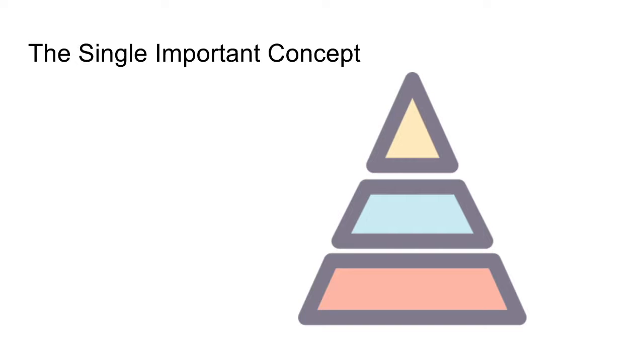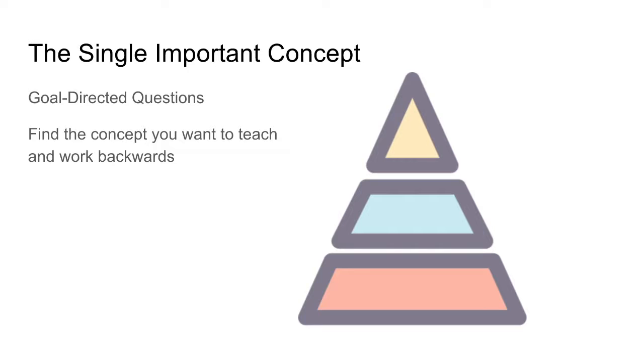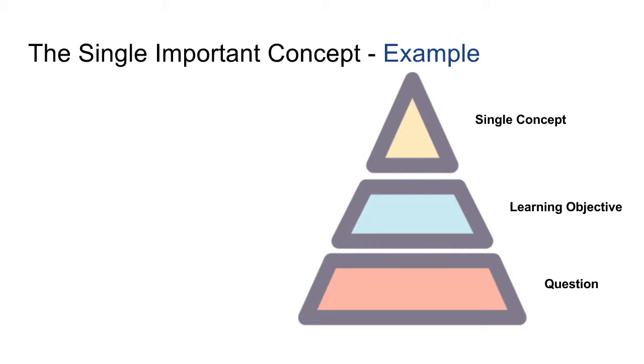So we'll first start with a basic rule of question making. It's the single important concept. So you want to be testing one piece of information that you want the tester to understand. You want to have goal-directed questions. So you want them to learn something. You want to find that concept, and you want to teach it, and you want to work backwards from that concept. I'll show you what I mean by that. So you get a single concept, a real small piece of information you want to know. You elaborate it more with a learning objective, so kind of fleshing it out more, and then you mask that into a question. And we'll give you some examples of that.